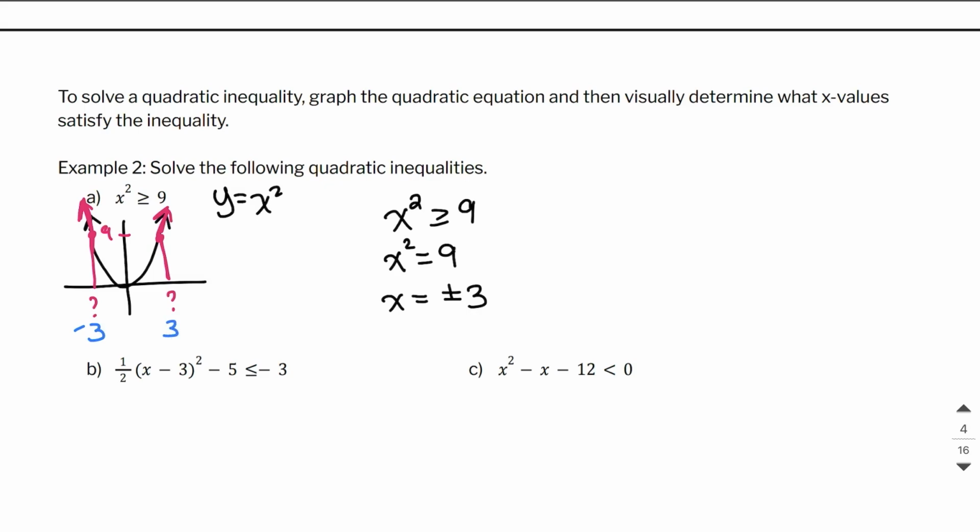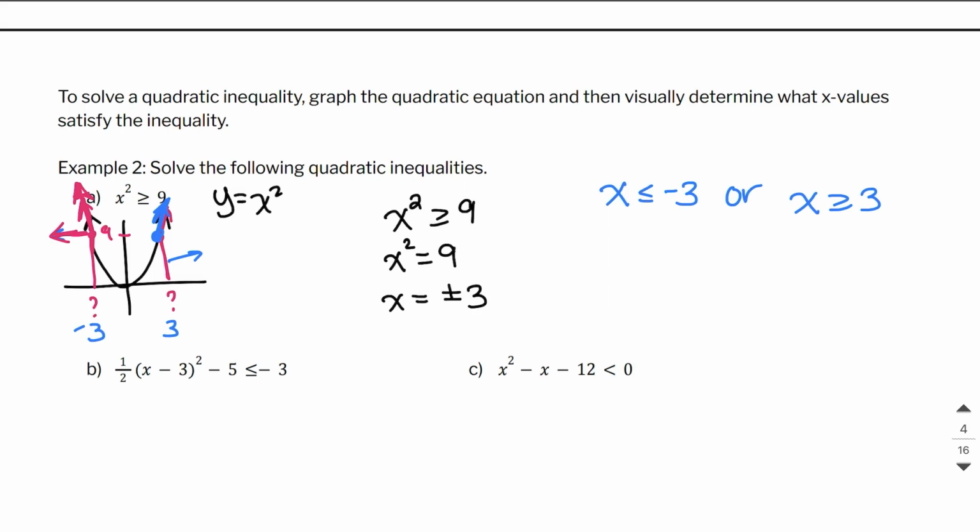However, we know here that x has to be, because we want everything to the left of -3, less than or equal to -3, because again, we're looking for where x squared is greater than or equal to 9. So that's anything to the left of -3, or x is greater than or equal to 3, because it's going to be greater than 9 if it's anything to the right of 3, okay?